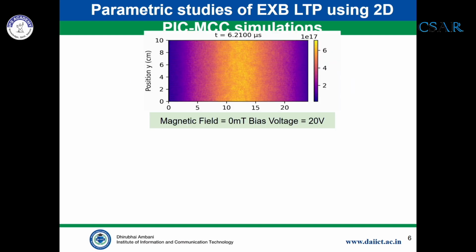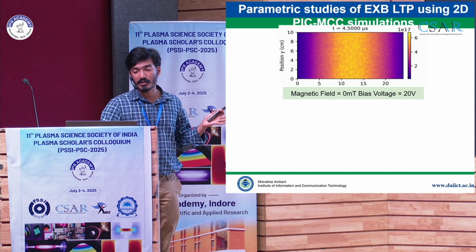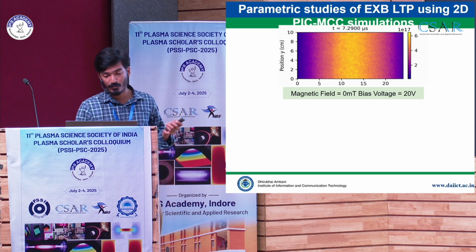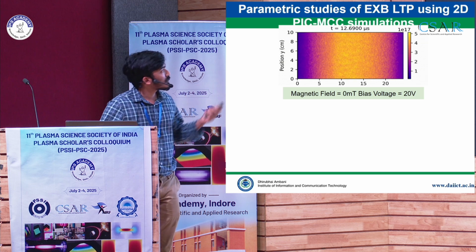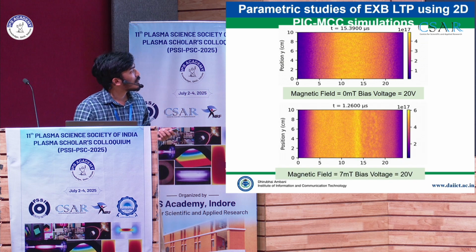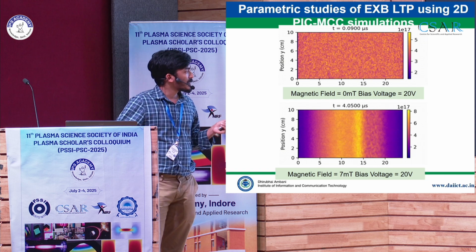So I have shown pictorially here a video which I have generated from my own simulations. This is based on zero magnetic field and a bias voltage of 20 volt. We have the source term which creates the plasma, and it is flowing across the domain. I have shown it in terms of time also, so you can see the evolution in time. What happens when we introduce the magnetic filter here?